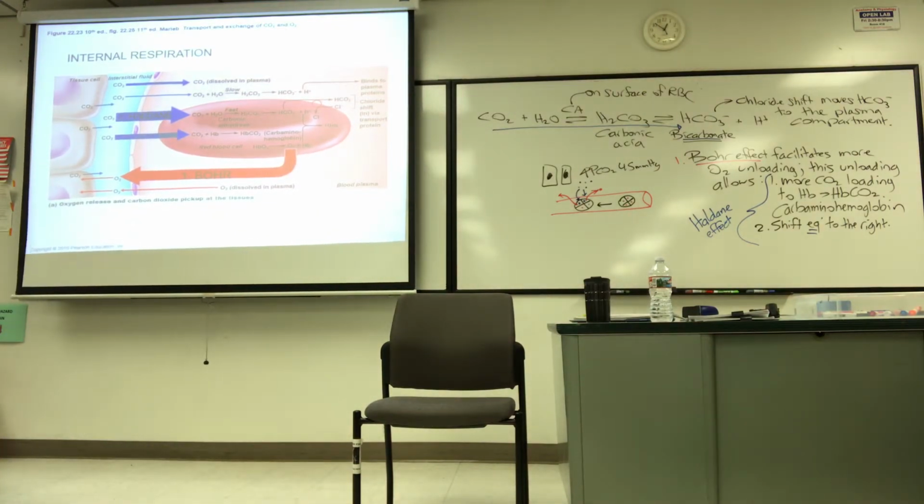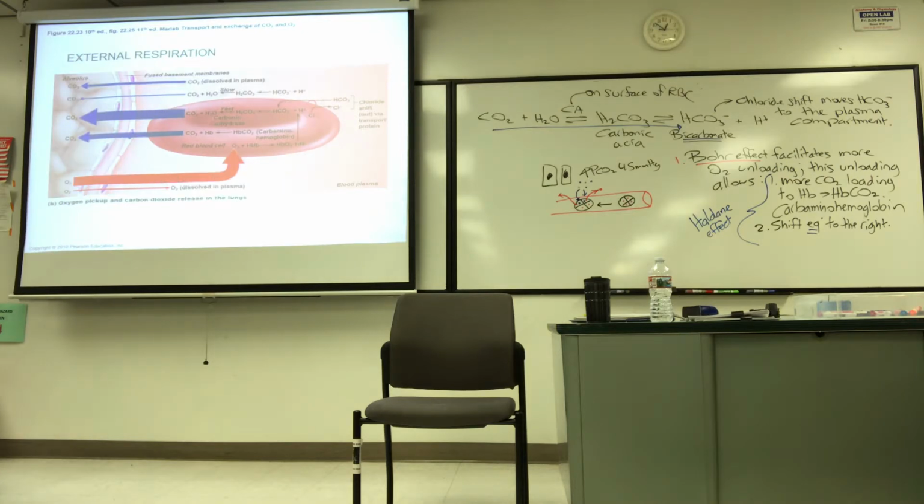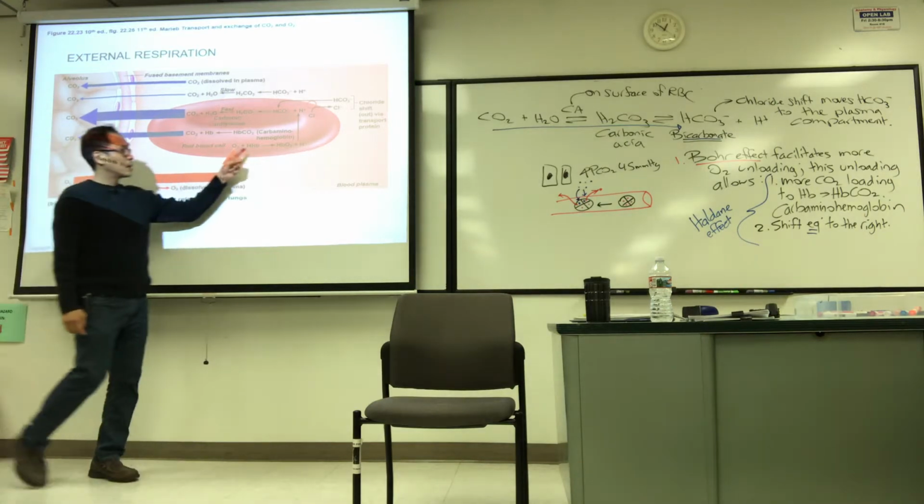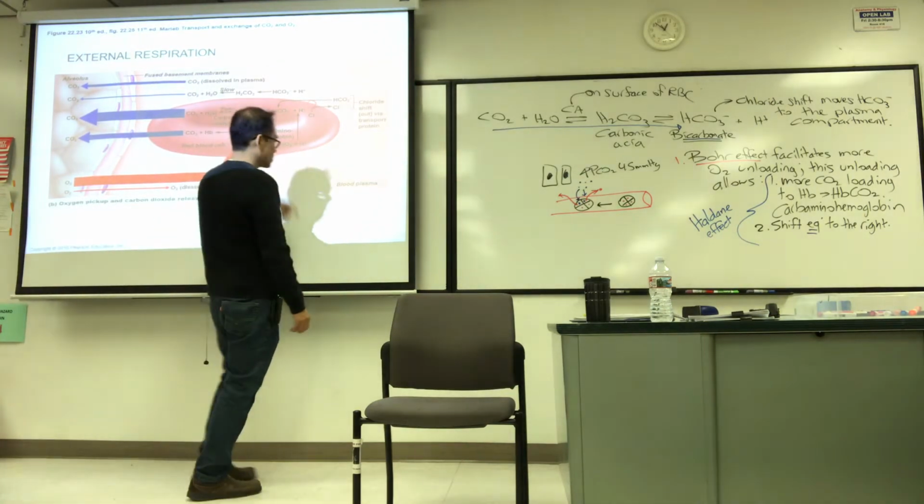So this is gas exchange at the tissues. Let's look at a picture of gas exchange at the lung. Everything's going to be reversed. At the tissues, we're dropping off the O2, we're picking up the CO2. For the external respiration at the lungs, it's reversed. We pick up the O2 and we dump the CO2.